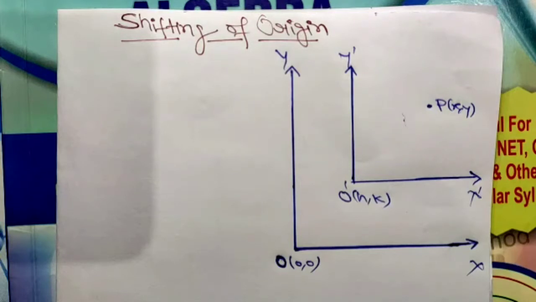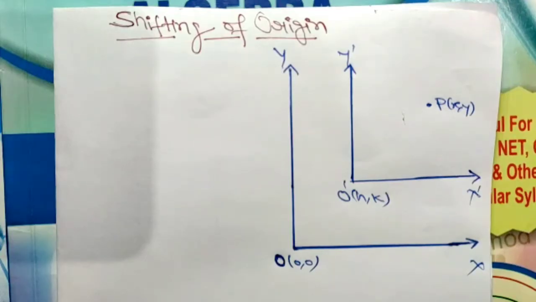I am going to teach you what is the shifting of origin, and how we find the new coordinate of the shifted origin. It is one of the important topics of 2D geometry.